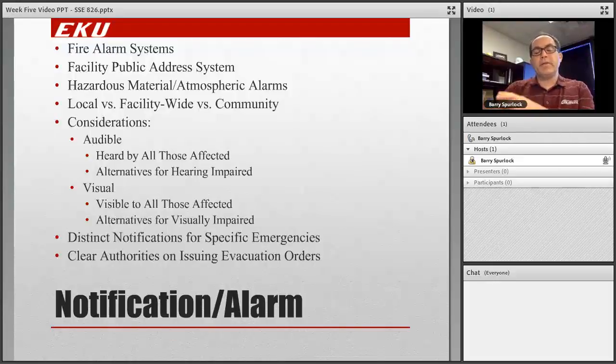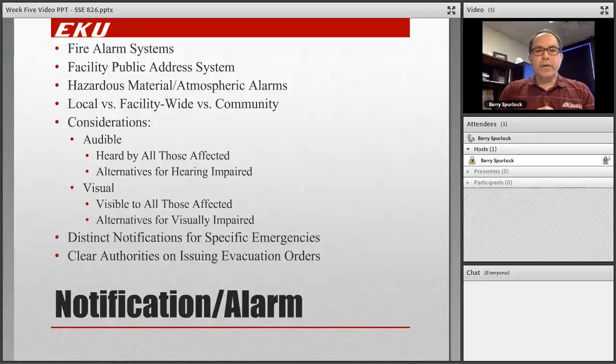If we need to have a facility-wide evacuation, obviously just a local alarm without some type of procedure in place to make sure the whole facility knows won't cut it. And the same goes for community-wide. We have to think this through and spell out a procedure that would fit our needs.